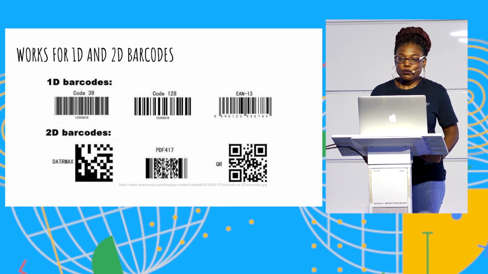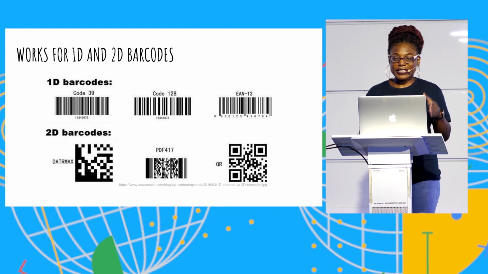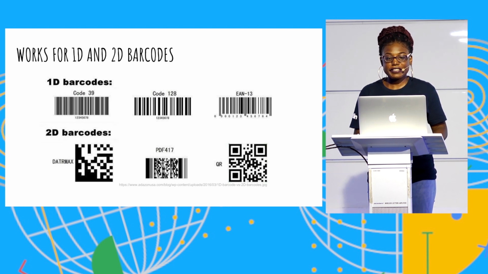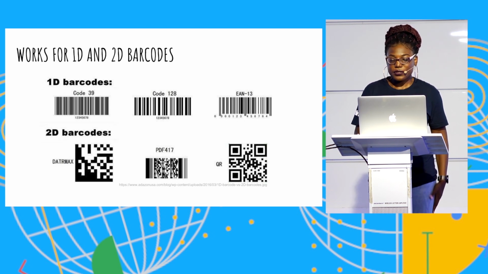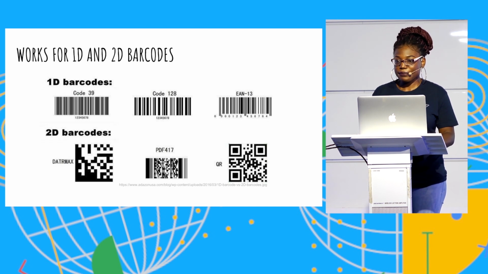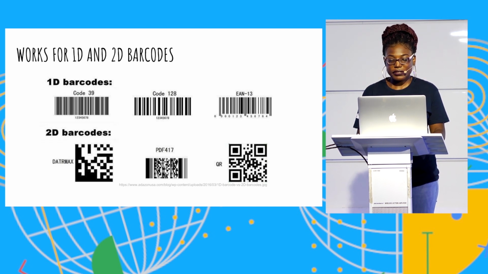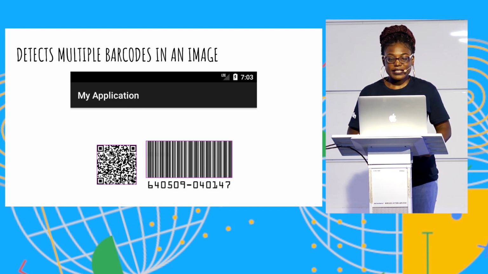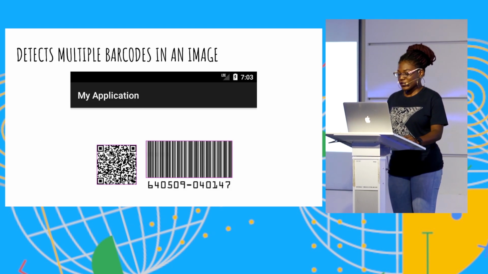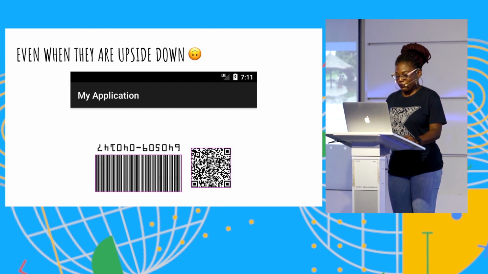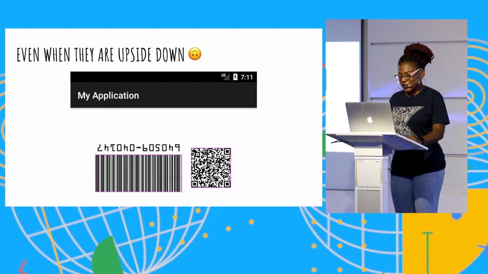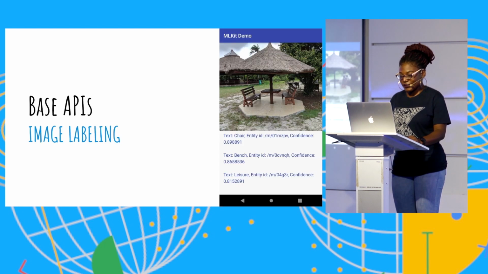So it detects 1D barcodes. Those are numbers embedded in barcodes, usually depicted by black lines in varying lengths with white spaces. It also detects 2D barcodes, so QR codes. They look like squares, contain many individual dots, and can hold a wider range of information than the 1D barcode can hold. And just like the face detection API, it can detect multiple barcodes in one image. It can also detect them when they are upside down.